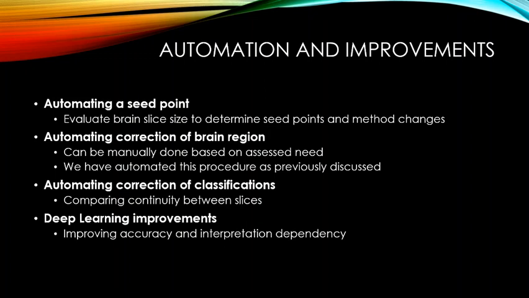Something else we thought about was automating the correction of classifications in a similar way that we automated the correction of the brain region, by comparing where these classifications are present and whether there's continuity or not between slices. But this would also be difficult because maybe you have calcifications in one slice but not in another. Maybe you have blood in one part of the brain but not in the other. So that'd be fairly difficult.